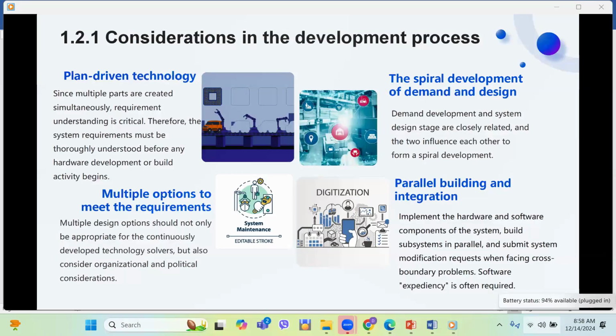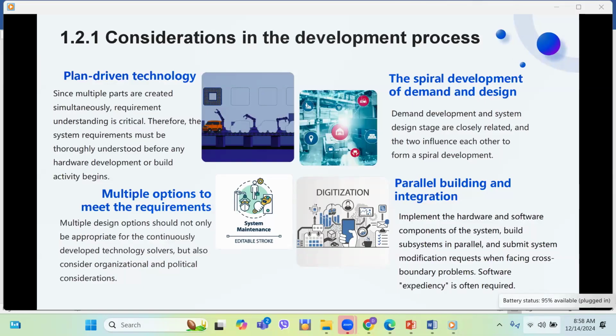Then, there are many considerations in the development process. Plan-driven technology: since multiple parts are created simultaneously, requirement understanding is critical. Therefore, the system requirements must be thoroughly understood before any hardware development or build activity begins. The spiral development of demand and design: demand development and system design stages are closely related, and the two influence each other to form a spiral development.